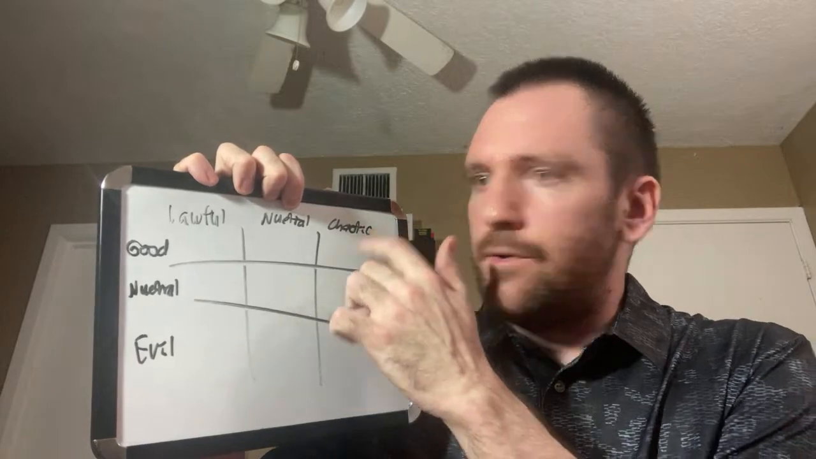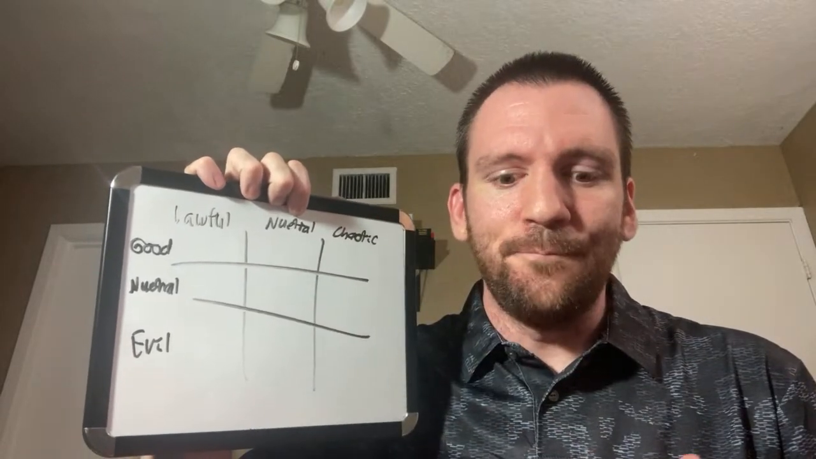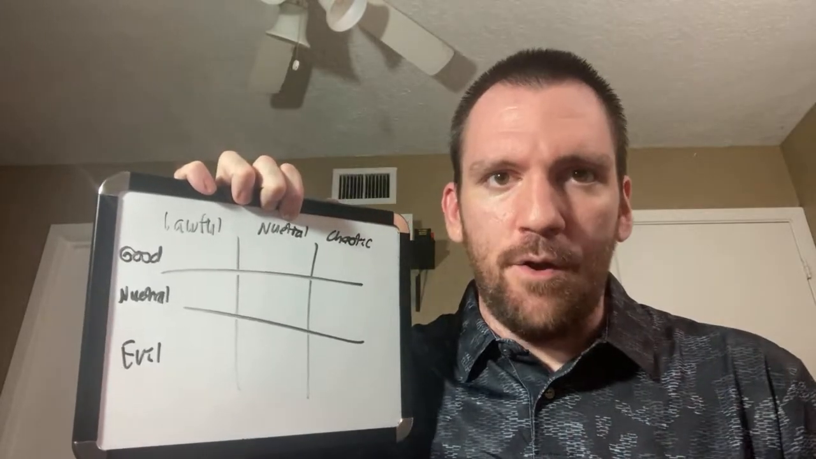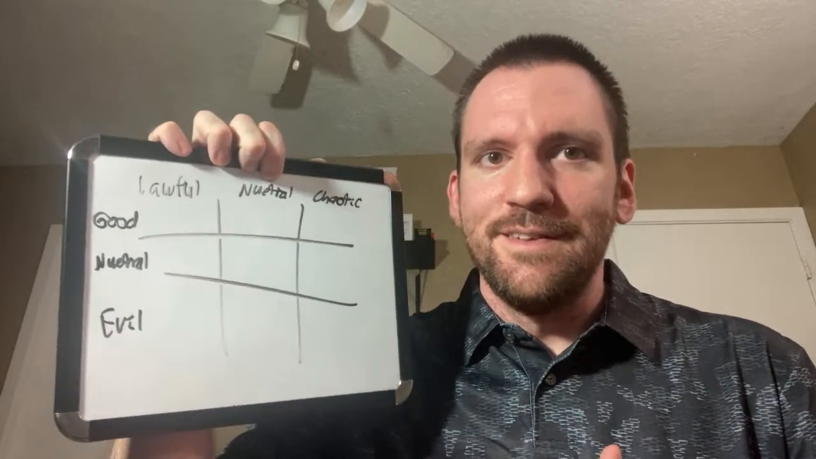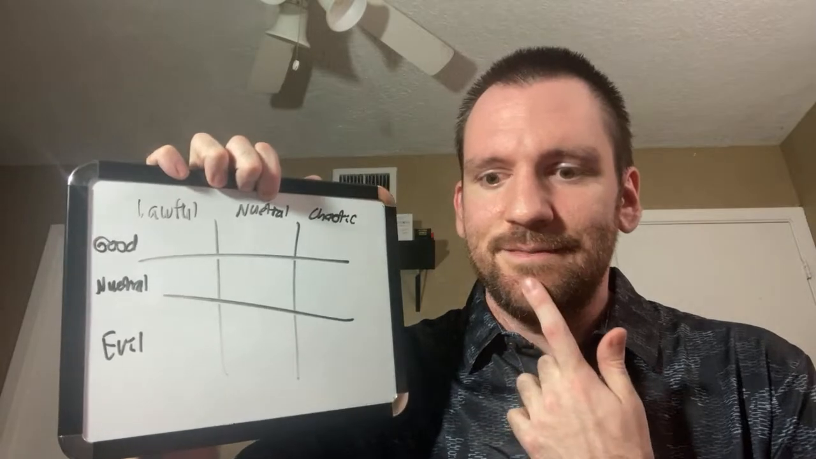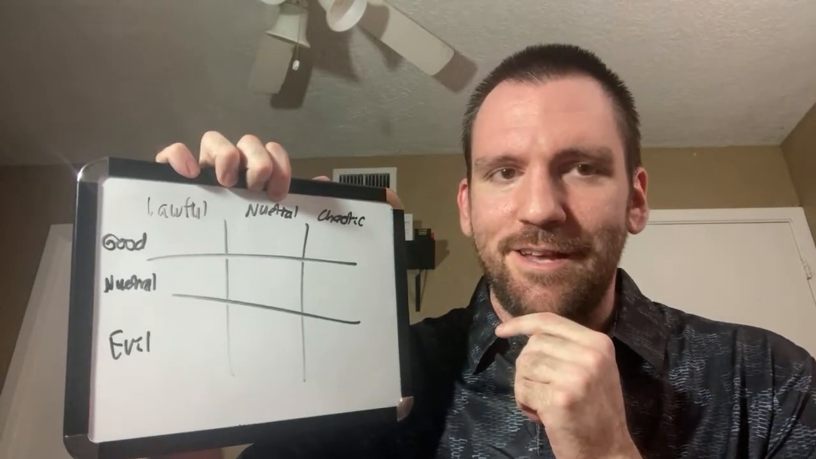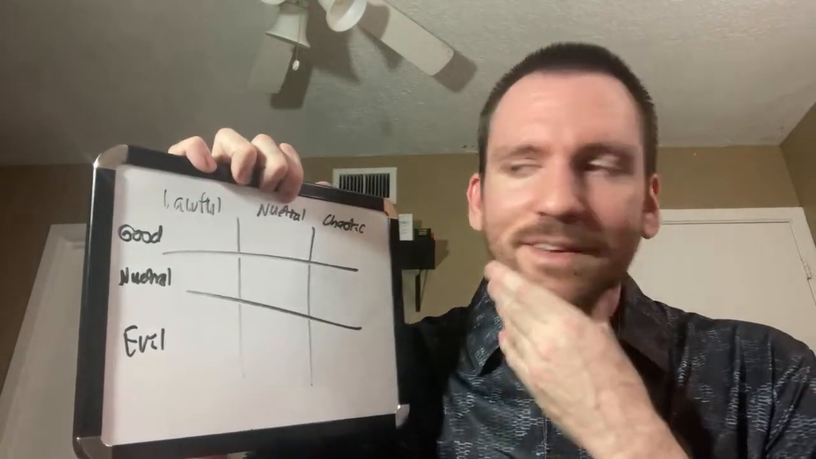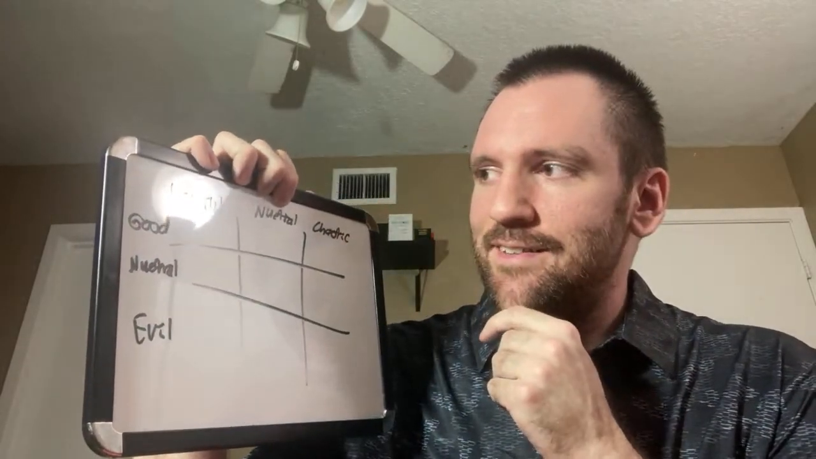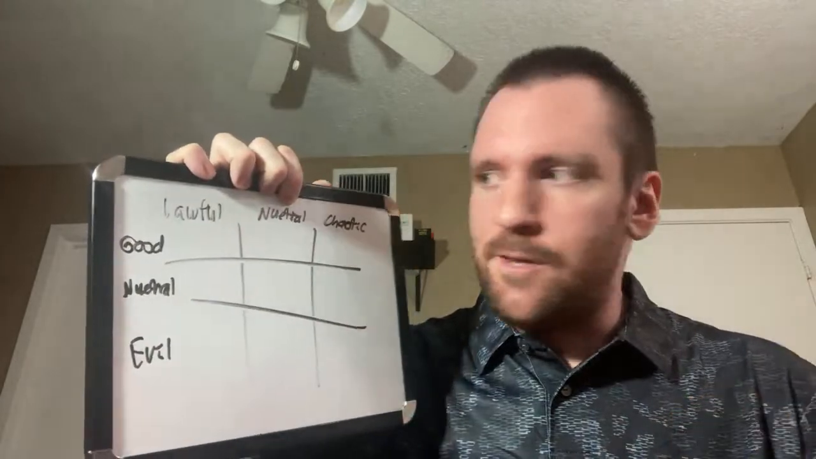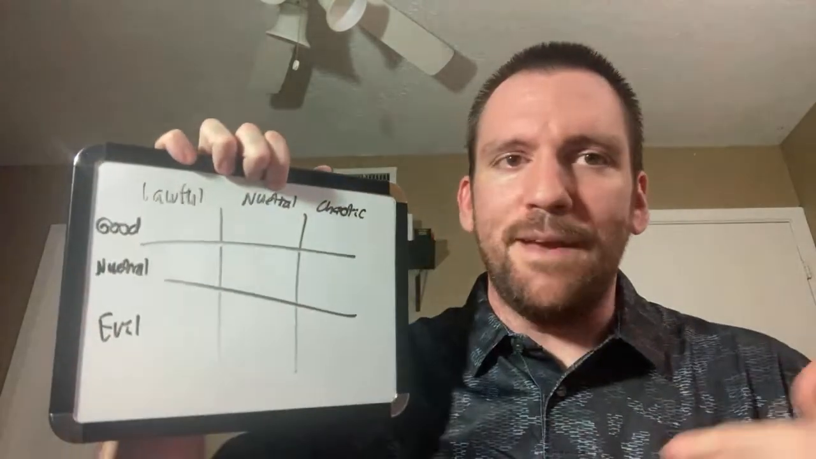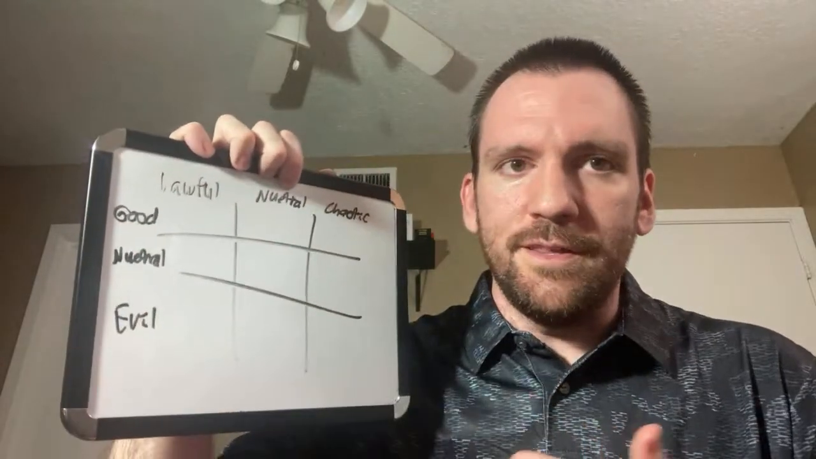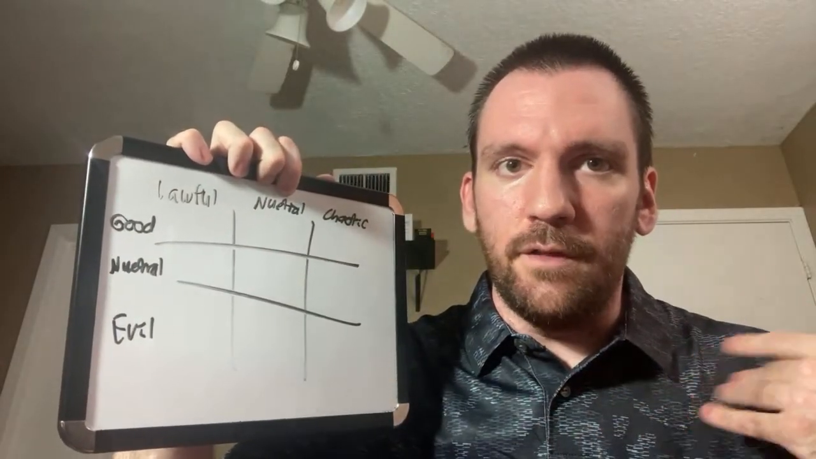For example, a good chaotic character is the classic rogue, your Jack Sparrows, your Han Solos. Let's see. Your later in the series Shadow the Hedgehog, unless that would be chaotic neutral. Then you have, well, lawful good will obviously be Superman. Your good neutral would be basically anyone played by Kevin Bacon.